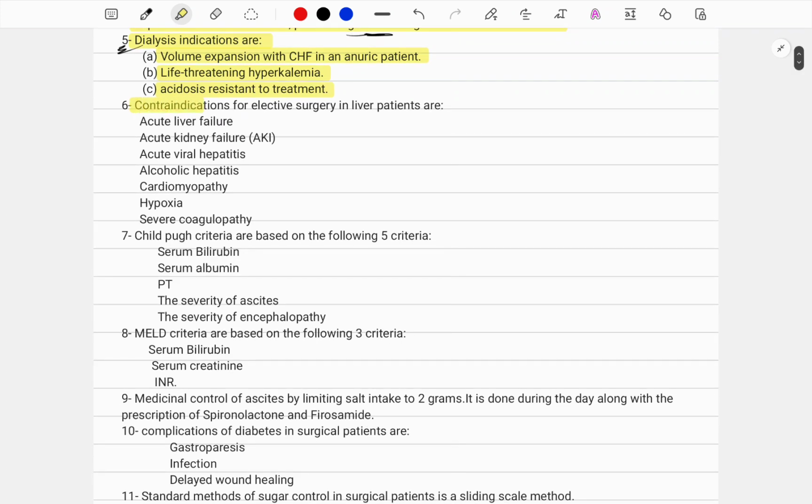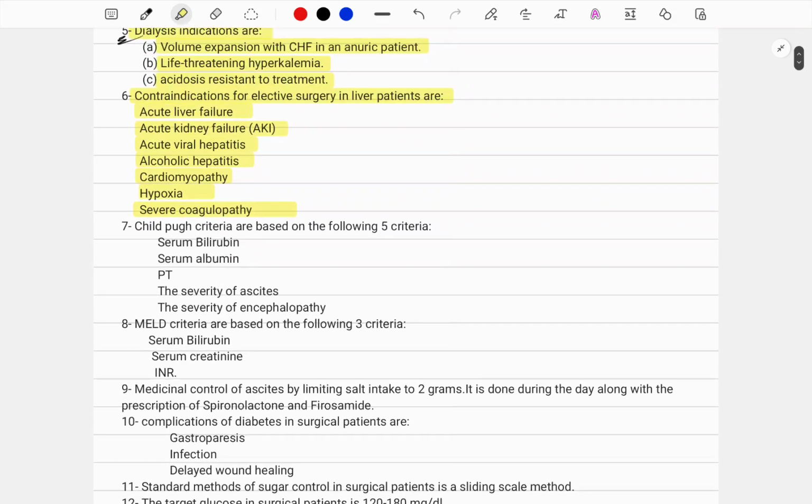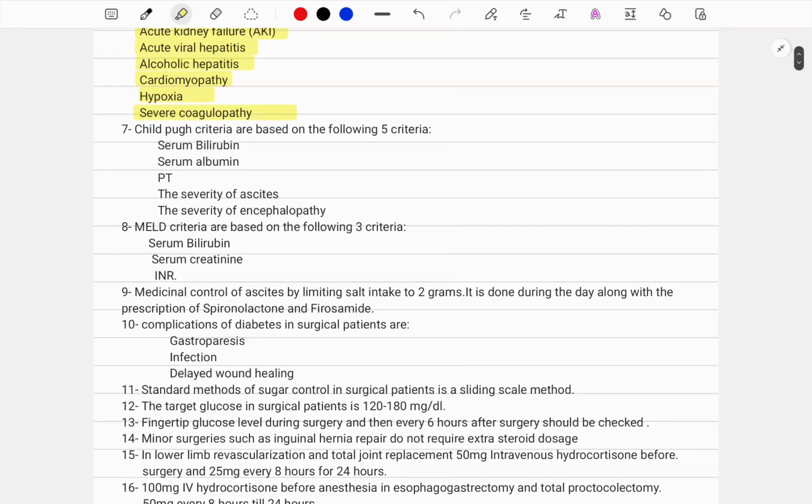Another thing is the contraindications for elective surgery in liver patients. What are the contraindications in liver disorder? If they have acute liver failure, acute kidney failure, acute viral hepatitis, alcoholic hepatitis, cardiomyopathy, hypoxia, or severe coagulopathy. These are the contraindications for elective surgery in liver patients.